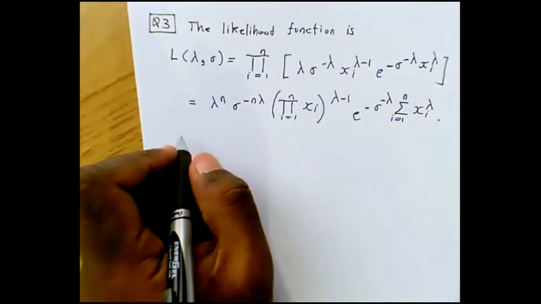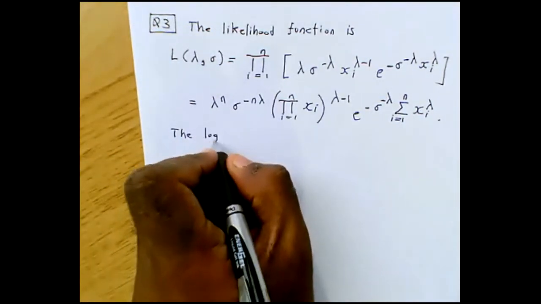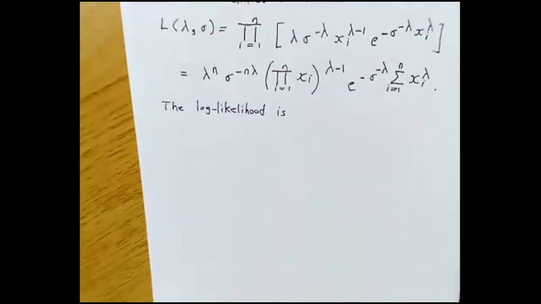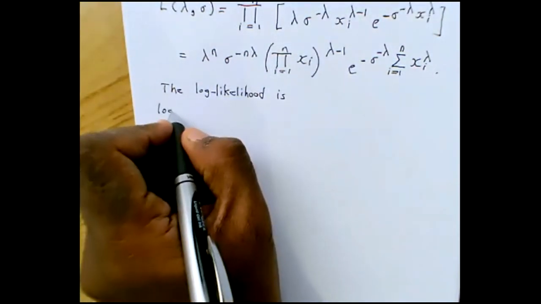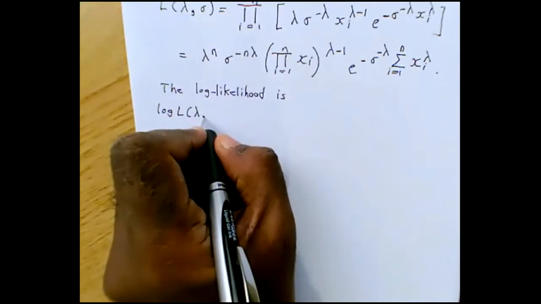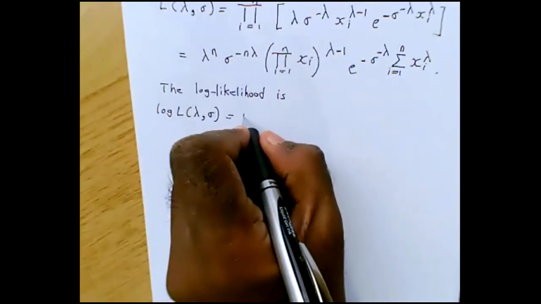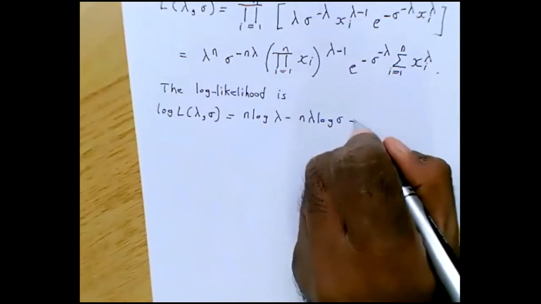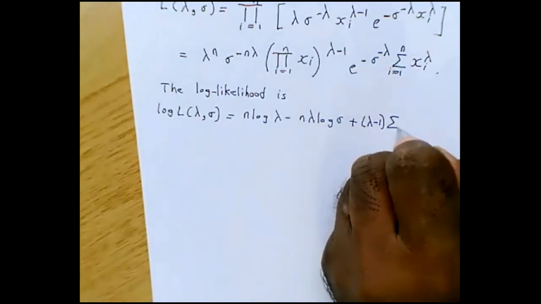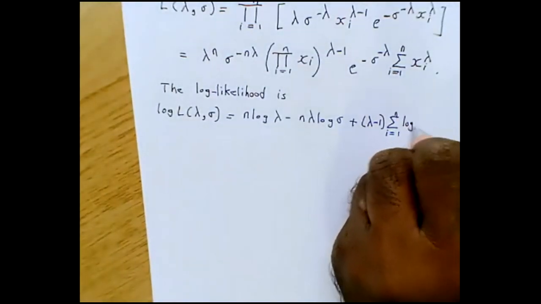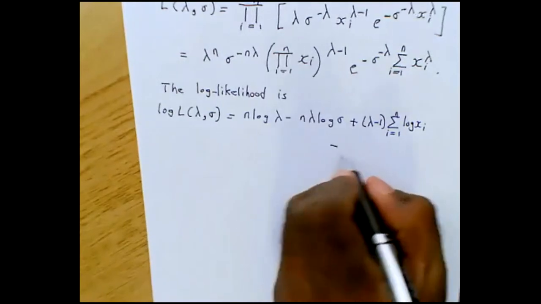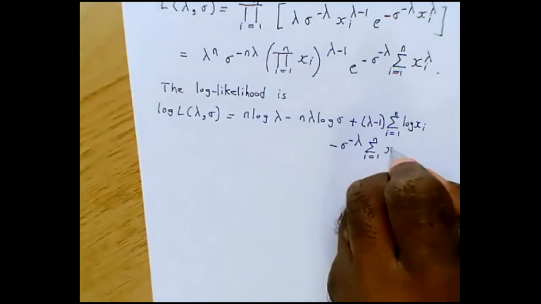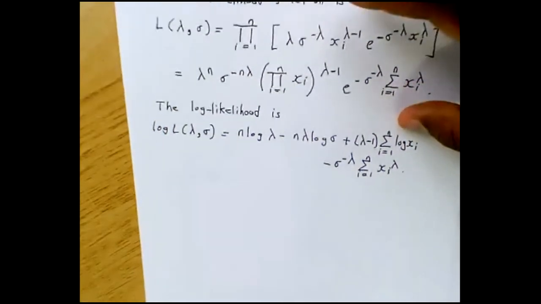And the second step is to take the log. The log likelihood is going to be the log of this. So it's going to be n log lambda minus n lambda log sigma plus lambda minus 1 times the sum of log xi, and then minus sigma. Okay, so this is the log likelihood function.